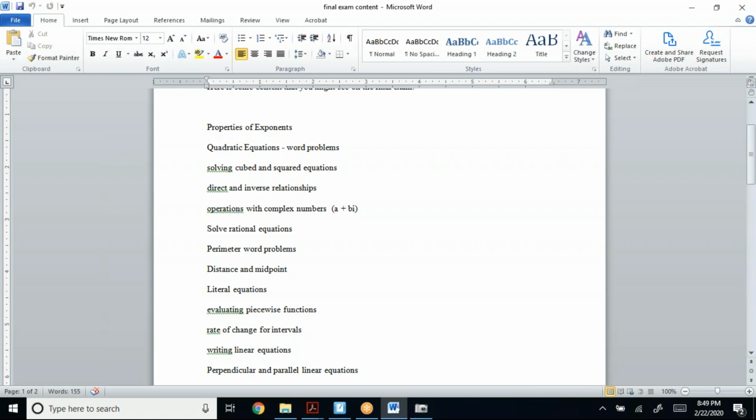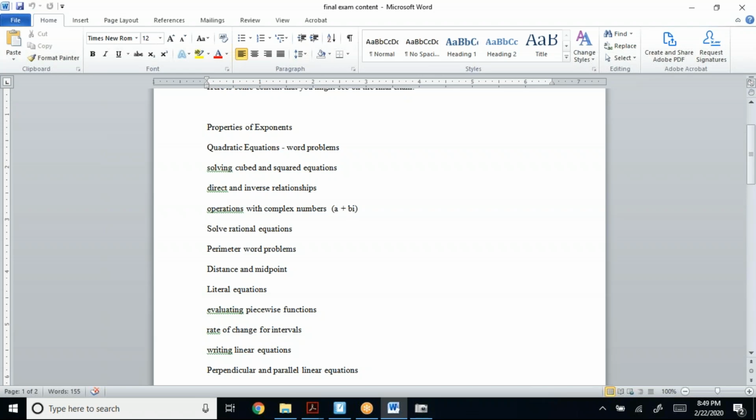Distance and midpoint. Find a distance between 2 points, find a midpoint. You'd be asked to do that. Little equations would be solving: here's an equation with a lot of variables in it, solving in terms of that variable. Those are things that we did at the very beginning of the year.